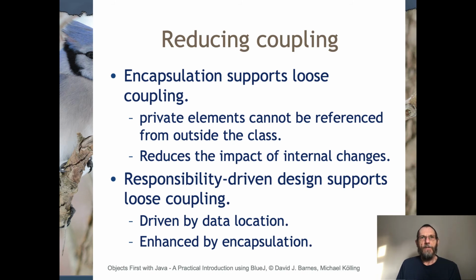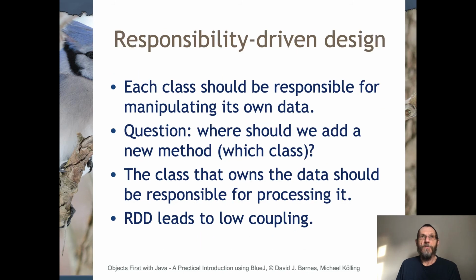Another factor that reduces coupling is what we might call responsibility-driven design. That supports loose coupling. So the principle of responsibility-driven design is that each class should be responsible for maintaining its own data and providing functionality associated with that data. So whenever we are thinking about where should a new method be implemented, which particular class, should it be in the class that makes use of the data, or should it be in the class that manages and has responsibility for the data?